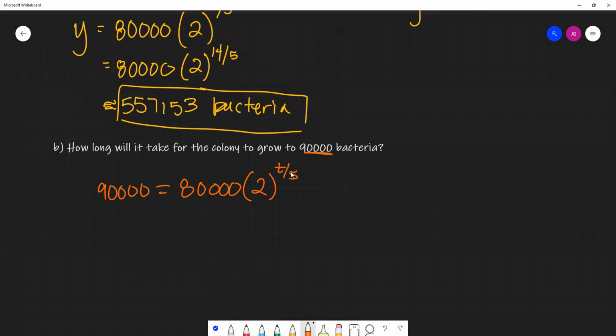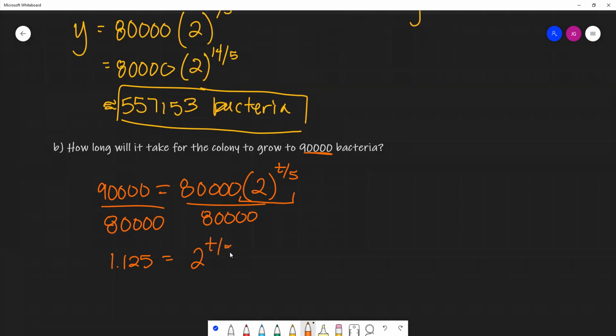Well, it looks like I'm solving for the exponent. Okay, if you remember back from our algebra review chapter, chapter F, we're going to need to use a logarithm here in order to get that exponent down. Okay, but before we do that, we're going to need to divide over this 80,000 because I want to get this exponential piece by itself. So divide both sides by 80,000. Okay, and so what do we end up getting from that? That's going to be 1.125 is equal to 2 to the power of t over 5.